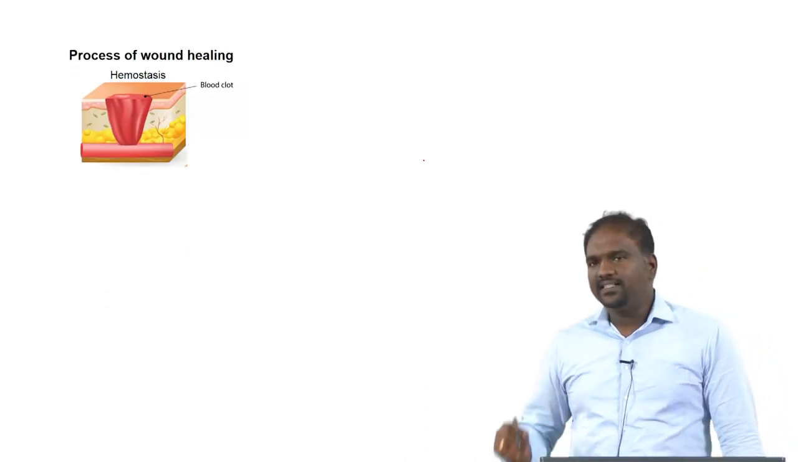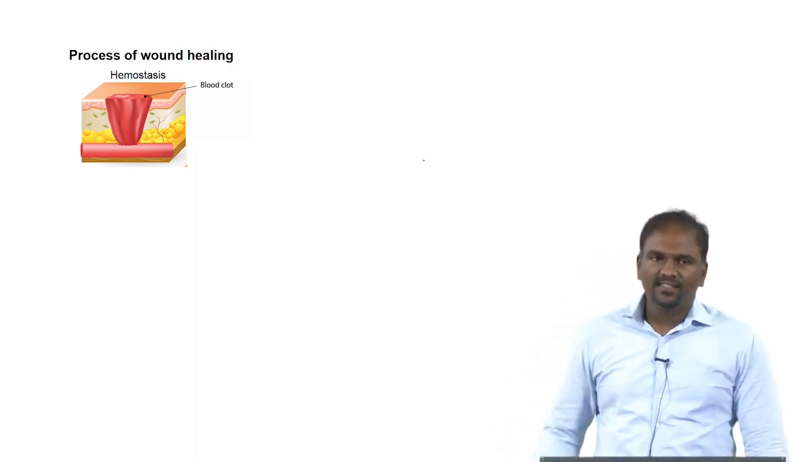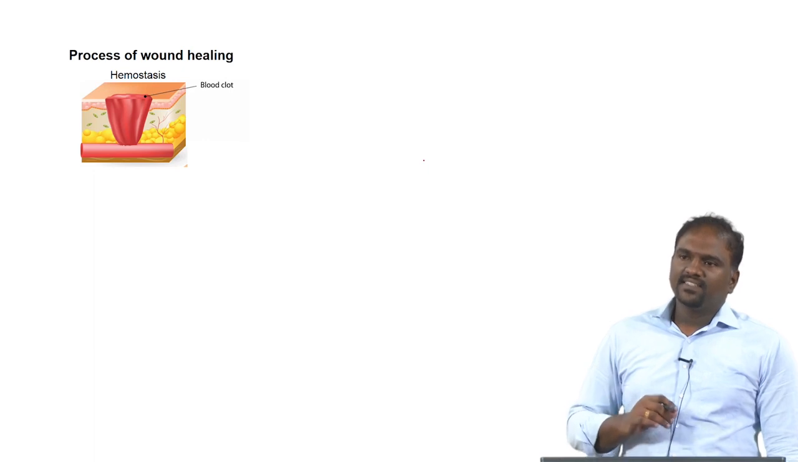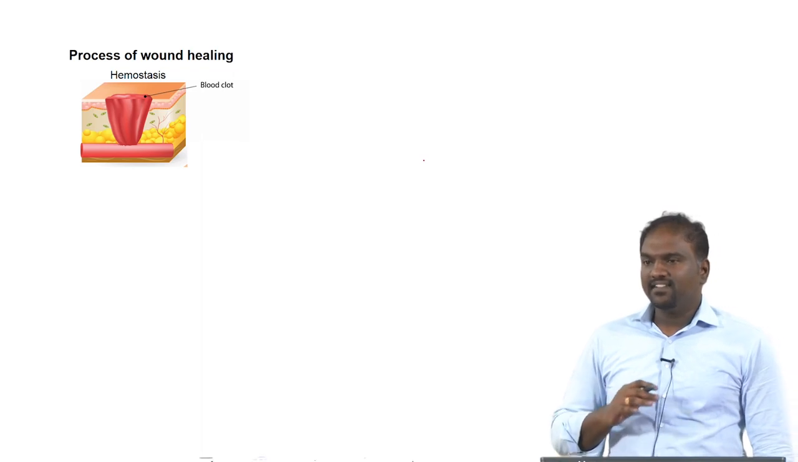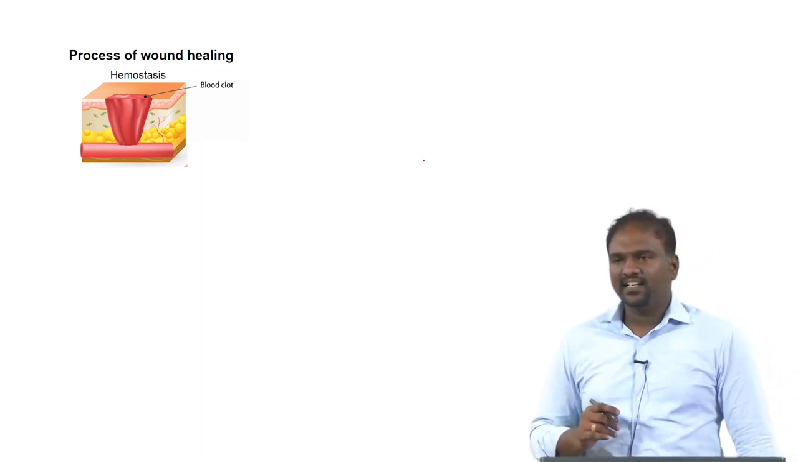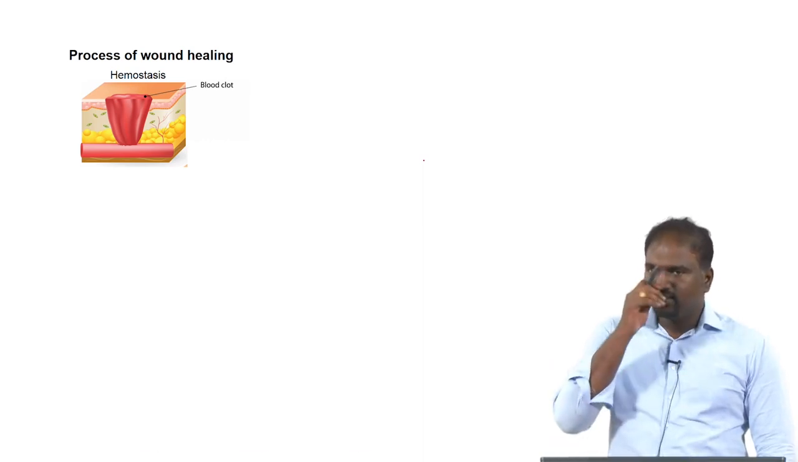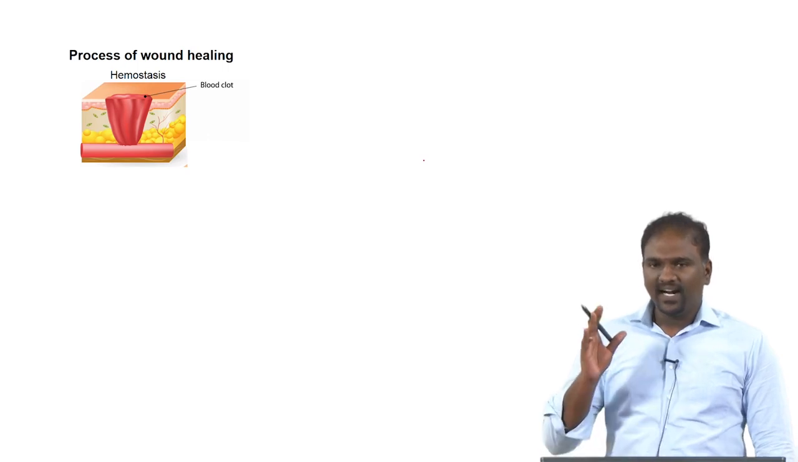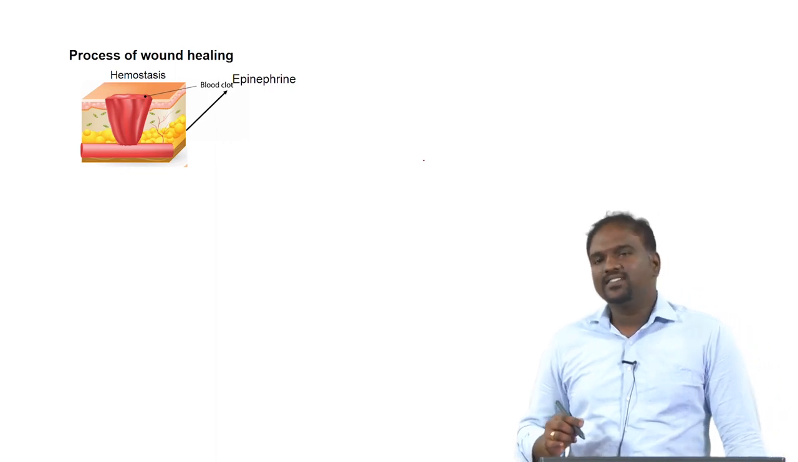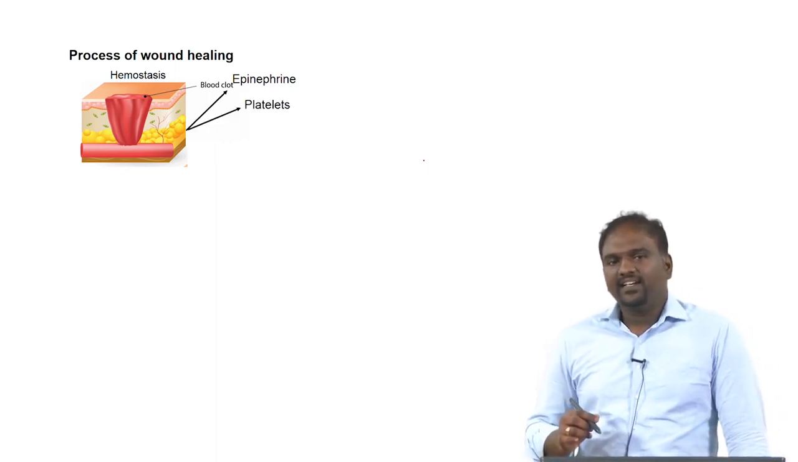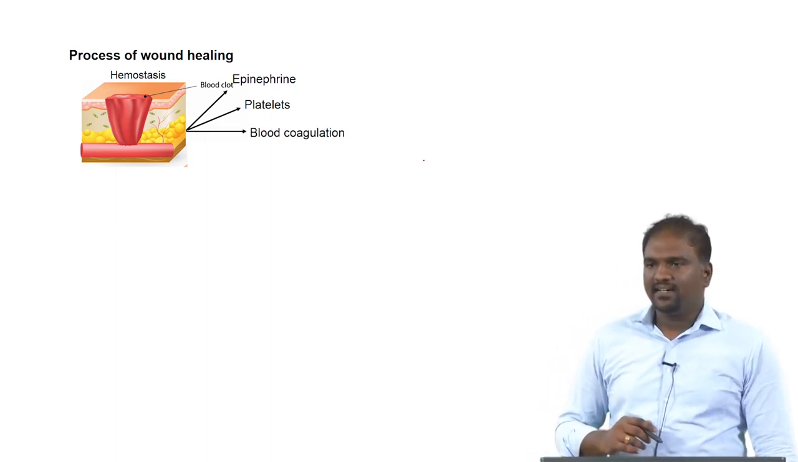When there is a wound in normal skin, the wound gets healed by an innate mechanism, which involves a series of steps. The first step is hemostasis, in which blood coagulation occurs. During blood coagulation at the wound site, epinephrine is released, and once it is released, platelet coagulation starts. The complete process is called hemostasis.